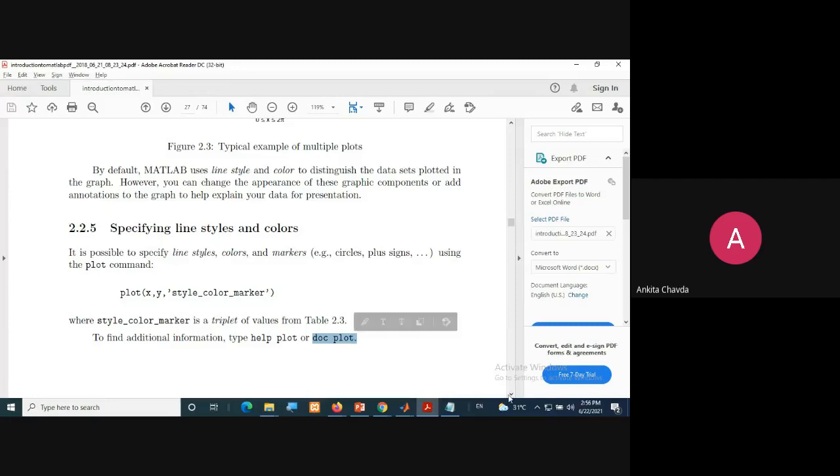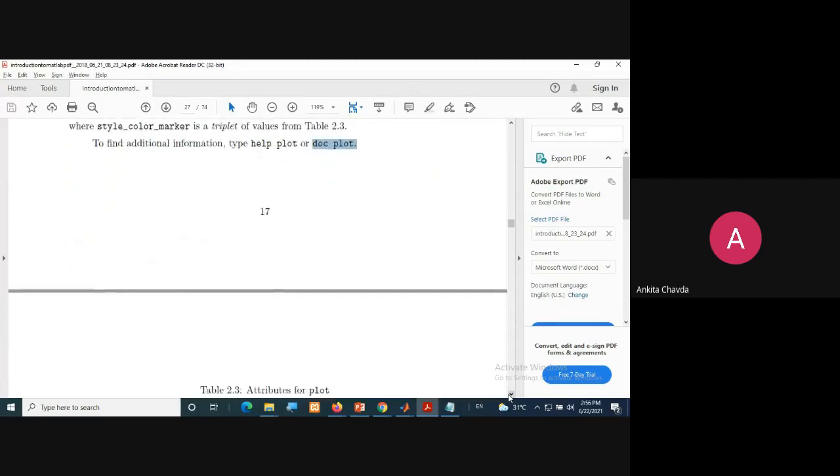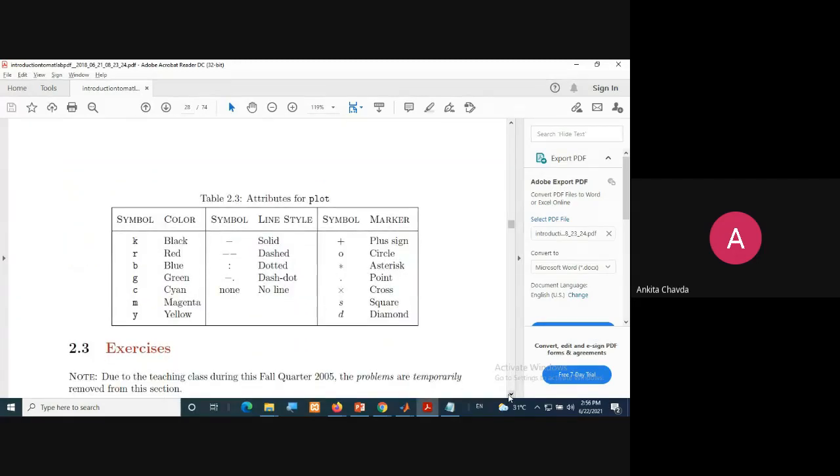But they are showing you the table. See, if you wish the red color, you just need to write symbol R. A, that is for black color. B for blue, G for green, C cyan, magenta, yellow. This is what dash line. So that's what we have used.